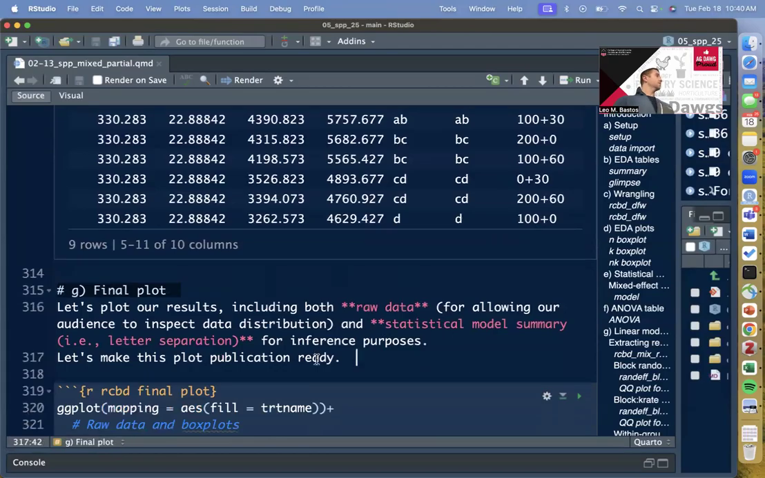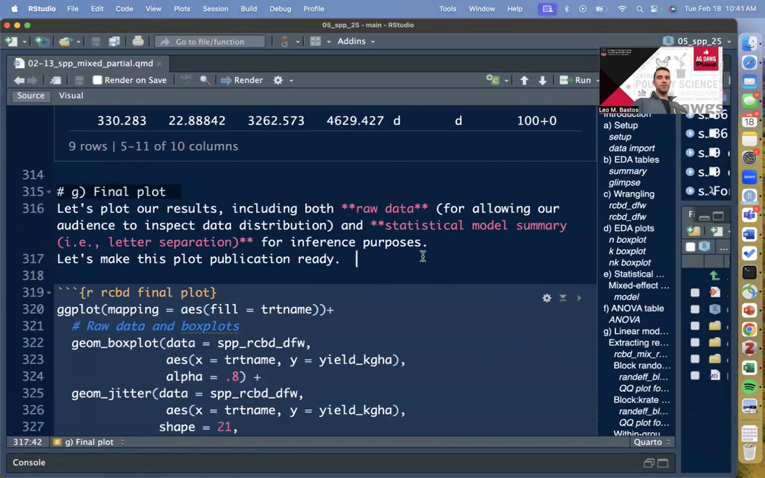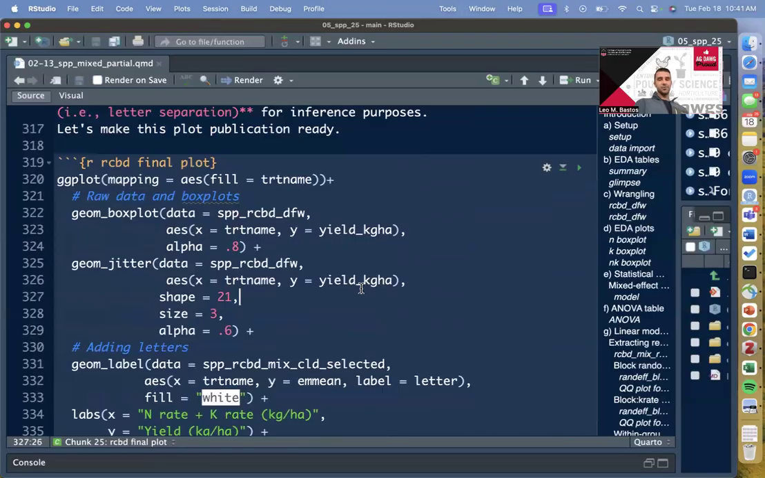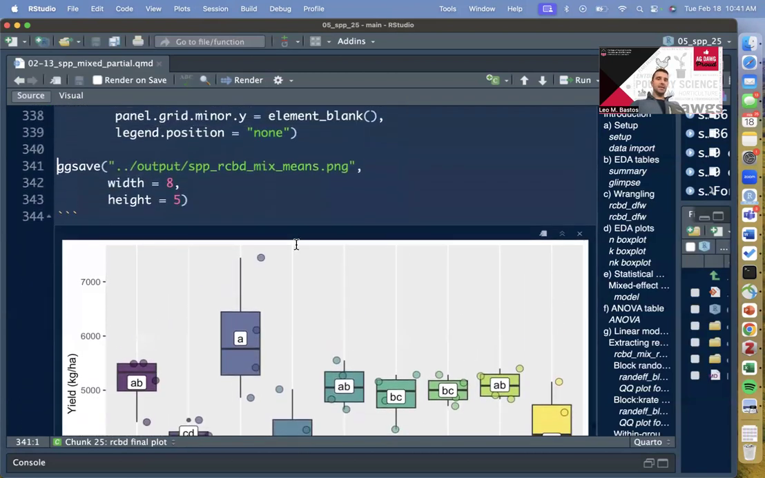Finally, we're going to do the final plot, which is the same as before, but we're going to check if the letters are the same as before. I always like to show raw data when I can, so we're going to show raw data here using a box plot, and then a statistical summary with the letter separation coming from the model. I think I left you everything there already because we've built this plot from zero before, so you should be familiar with what's going on. This is what we get, and then I'm going to hit that ggsave to export this.